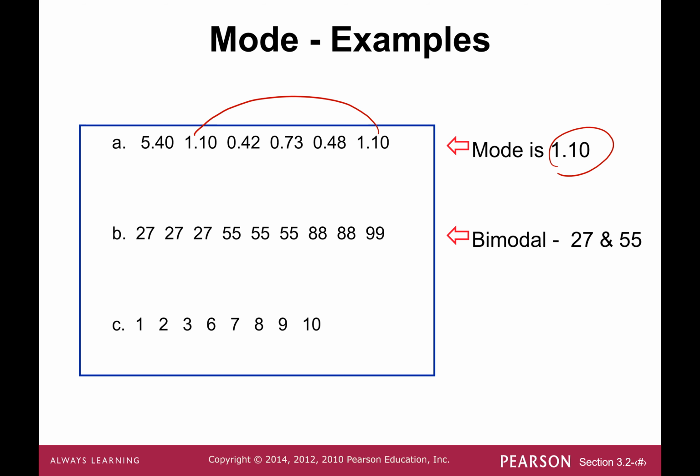And the second data set, we have a 27 and then 55. Those two appear most frequently, 3 times. So we call this bimodal. Okay. And if you look at the third part, every single number occurs once, so we call this no mode. So the third one has no mode.